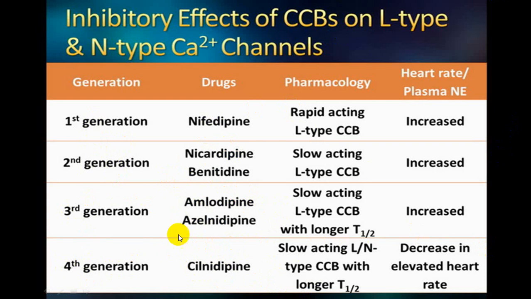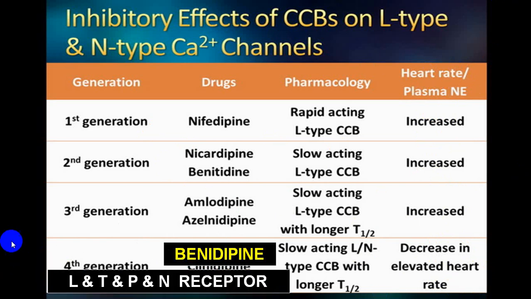So depending upon that, it reduces the heart rate. These are all those which reduce the heart rate. Well, this will decrease the elevated heart rate also. This will produce tachyarrhythmias, tachycardias. So they should be avoided in a person who is having tachycardia. So benidipine and cilnidipine will usually be a drug of choice in the case of a CCB.